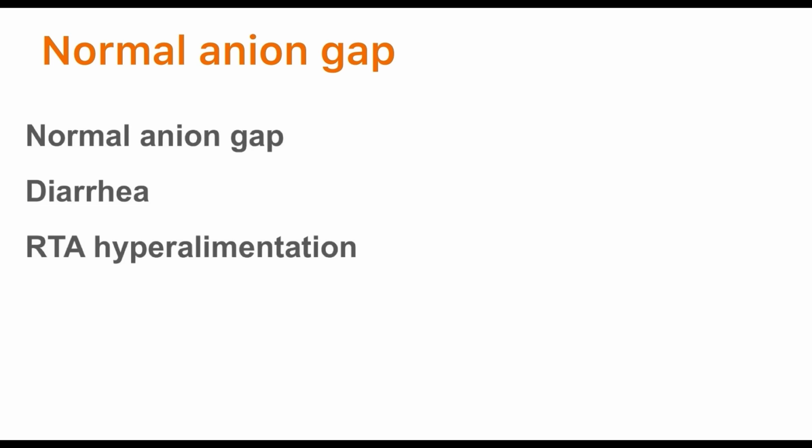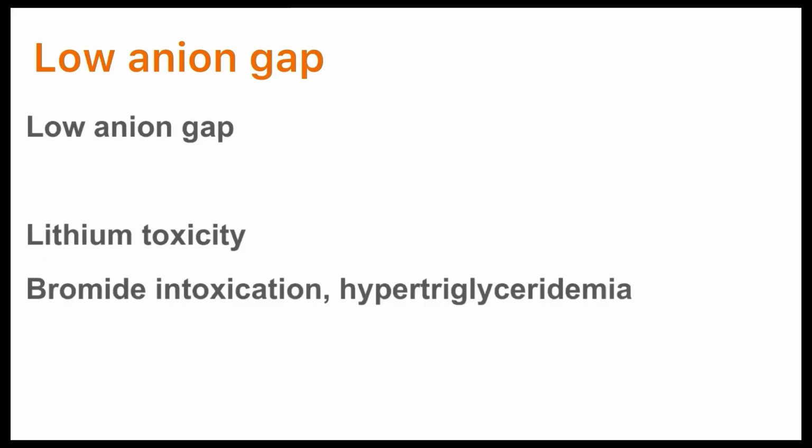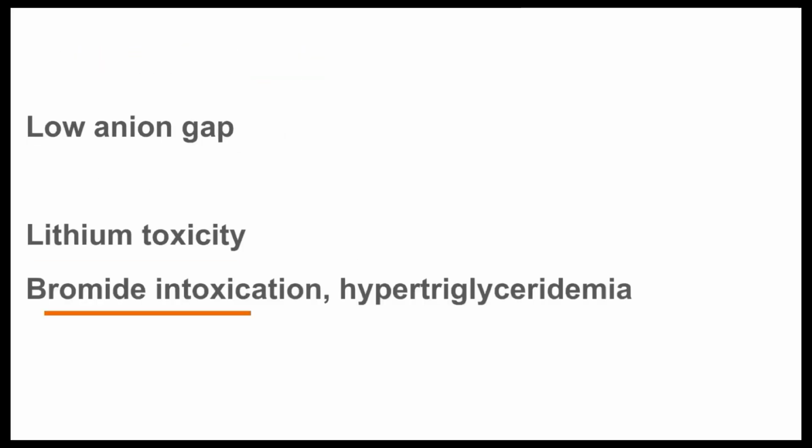So what are the conditions in which a patient presents with normal anion gap metabolic acidosis? It includes many conditions like diarrhea, renal tubular acidosis, hyperalimentation and many more. And now what are the conditions with low anion gap metabolic acidosis? It includes lithium toxicity, bromide intoxication, hypertriglyceridemia and many more conditions.